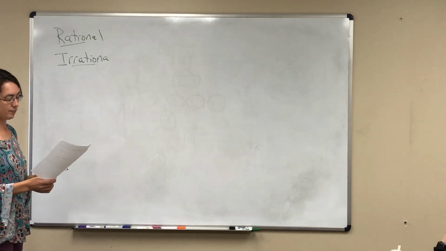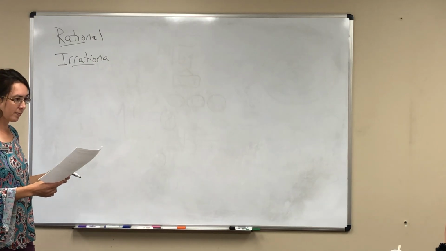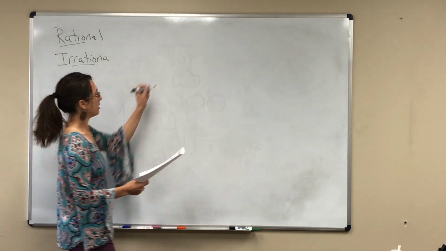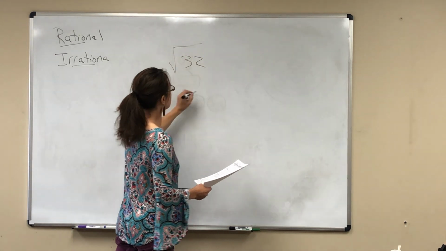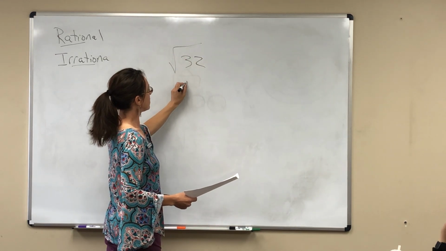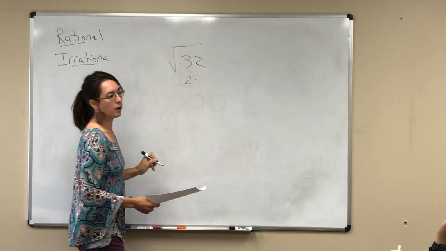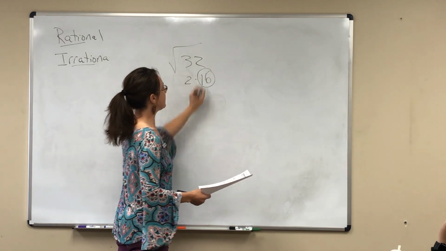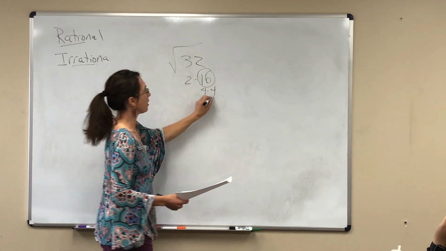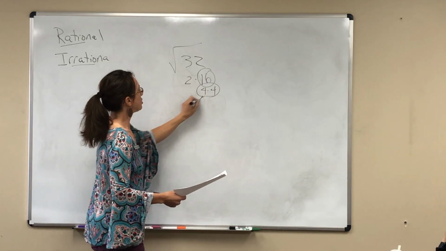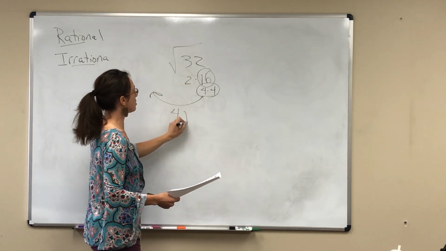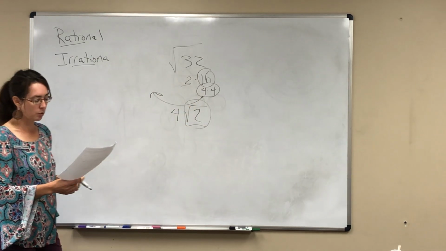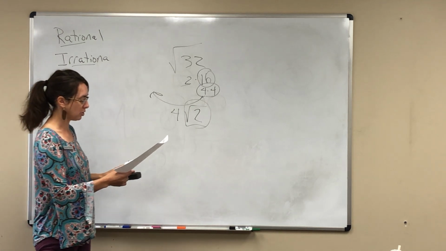Micah, 0. Rational. Nazarene, square root of 32. Okay, let's look at that. 32 is what? We're going to find a perfect square. 32 is 2 times what? 2 times 16. 16 is a perfect square. I know it's 4 times 4. So there's my group of 2. The group of 2 gets the lead, so it's 4 square root of what's left? 2. Did I have something left over? Yes. So it's irrational. Square root of 32 is irrational.